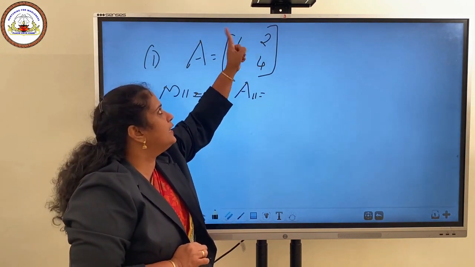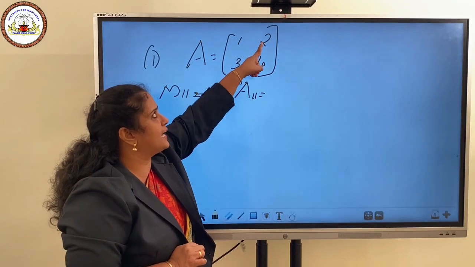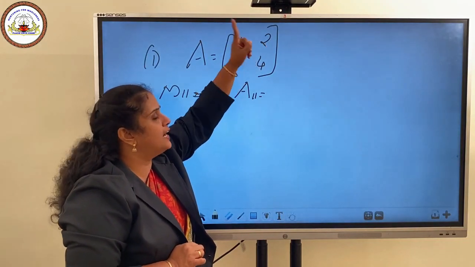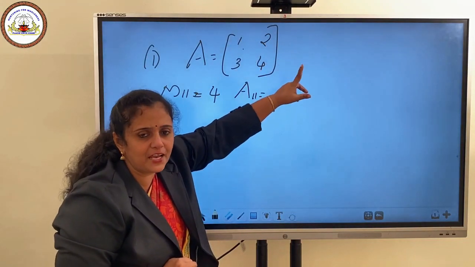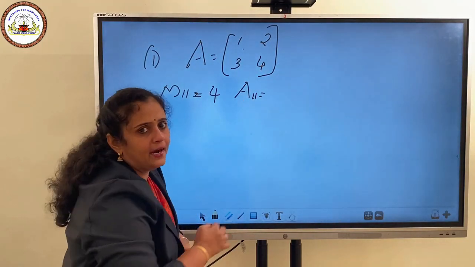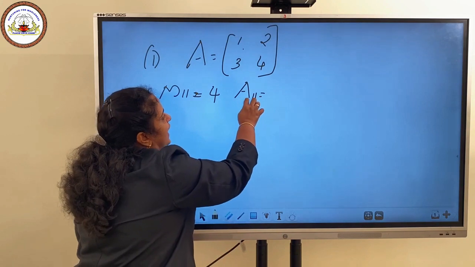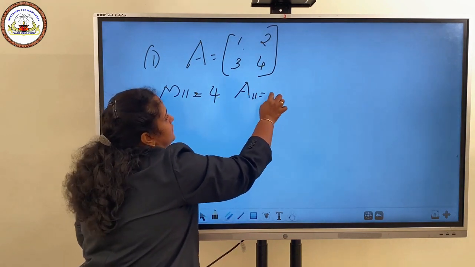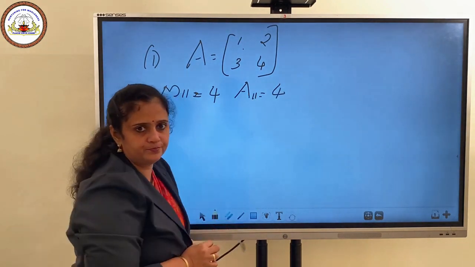Then the next alternate element, that means the second element, is negative. The third element is positive. Like that we can find the cofactor without using the formula. Directly we can write it as A11. A11 is positive, so the answer is also 4.